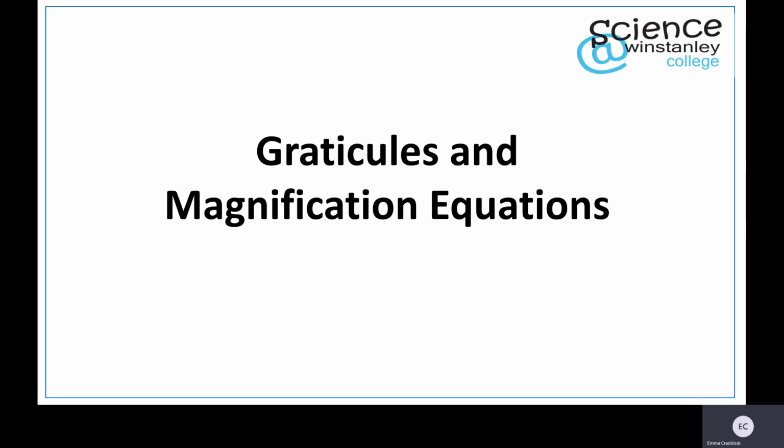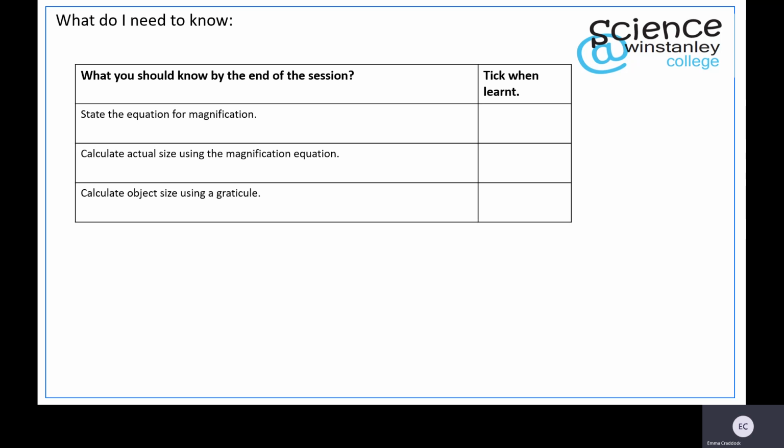In this video, we will be learning about graticules and magnification equations. By the end of the session, you should be able to state the equation for magnification, calculate actual size of an object using the magnification equation, and calculate object size using a graticule when using a microscope.